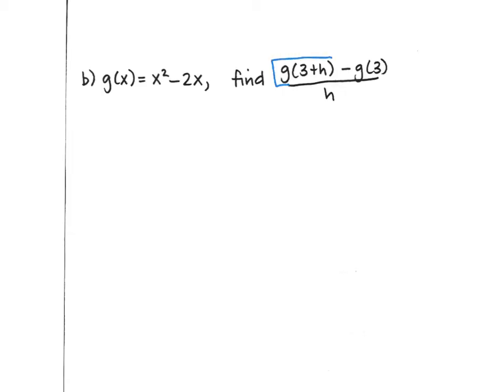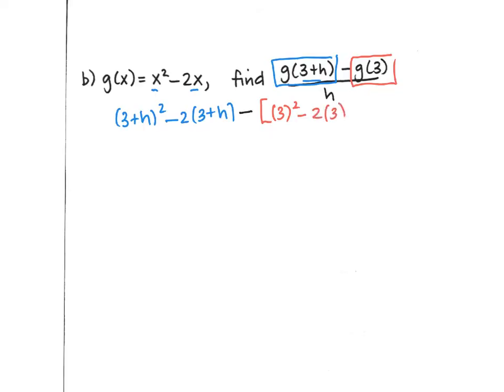Okay, let's start with the first part. The first part is I want to do g of 3 plus h. So I'm going to take 3 plus h and substitute it in for x in both spots because it is in 2 spots. So x squared minus 2x, and I am using parentheses. Okay, then the formula has a minus in it. Okay, and then it says subtract g of 3. Okay, I am going to put g of 3 in parentheses because I'm subtracting the entire quantity of g of 3. Okay, and then as it's written, it wants me to evaluate it, the entire thing over h.